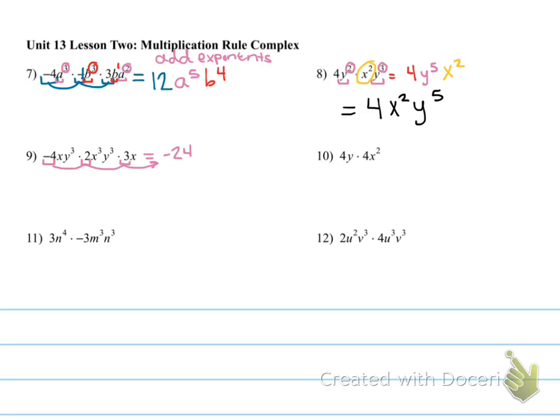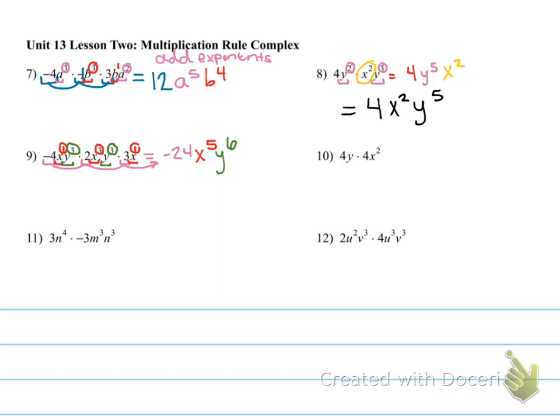Then we can take a look at our variables. I've got an x here, an x here, an x here, but notice some of those exponents aren't written, so we know that's a 1, and this one's a 1. So I'm going 1 plus 3, which gives me 4, plus 1, which gives me 5, so x to the 5th. Then we'll do that same thing with our last variable, y. I've got a y to the 3rd, and another y to the 3rd, so 3 plus 3 gives me 6. And that's my final answer.